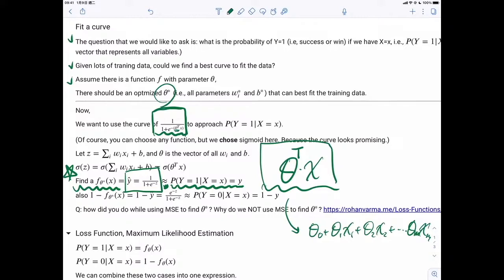So if the definition of this problem is like this, you will notice that if you use 1 minus the best function you would like to use, 1 minus f of x under theta star, the answer is 1 minus y hat. That's the definition. You just put it right here. You use 1 minus this value.